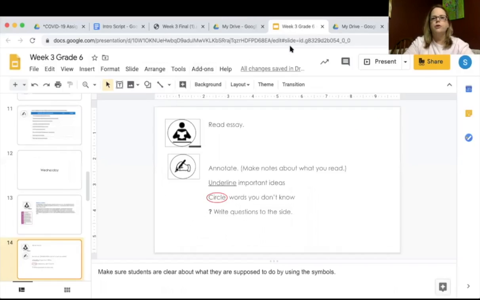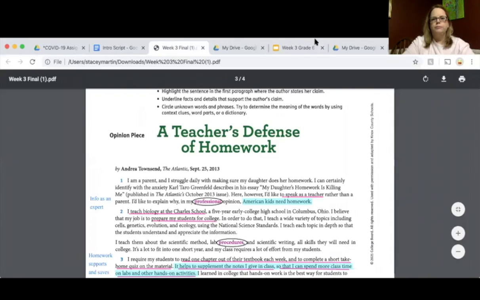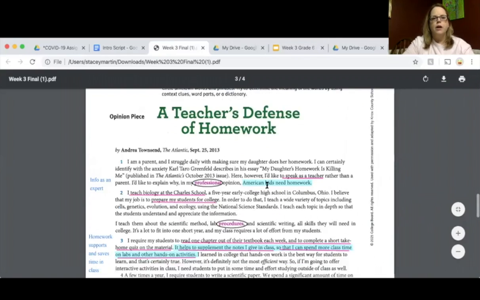Okay, I'm going to switch over to the article. Okay. All right.